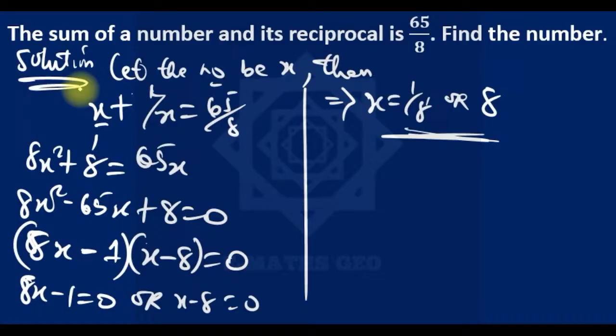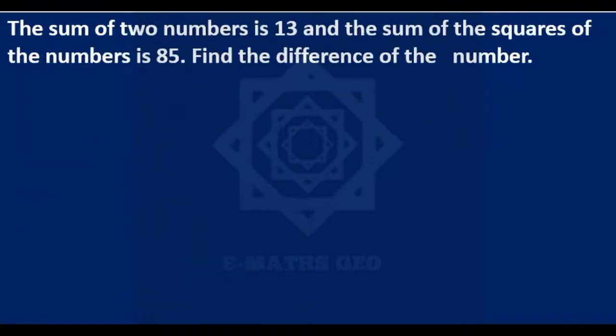So that's the answer. The next one: the sum of two numbers is 13 and the sum of the squares of the numbers is 85. We have to find the difference of the numbers. So, solution.